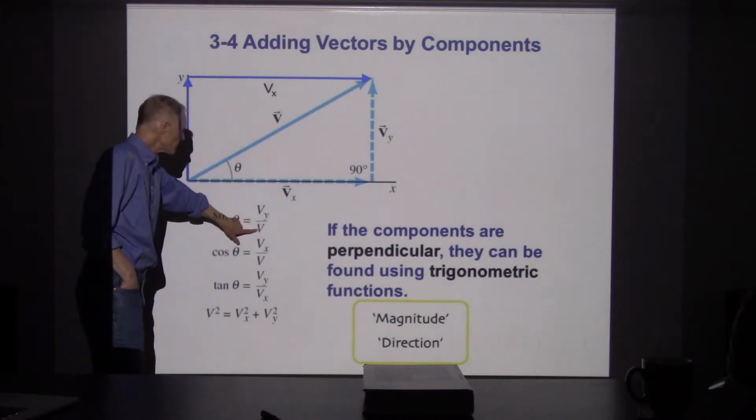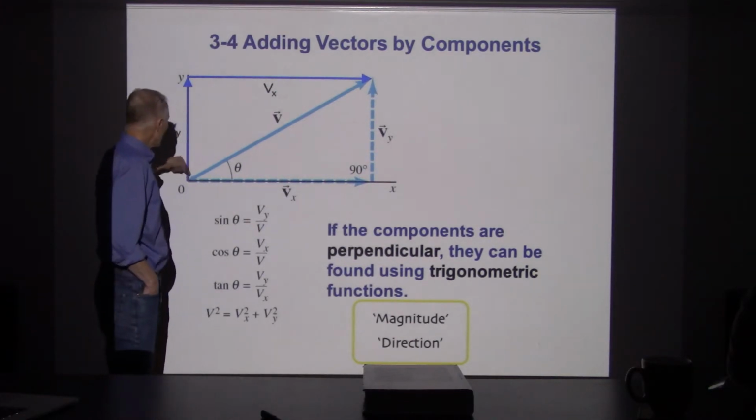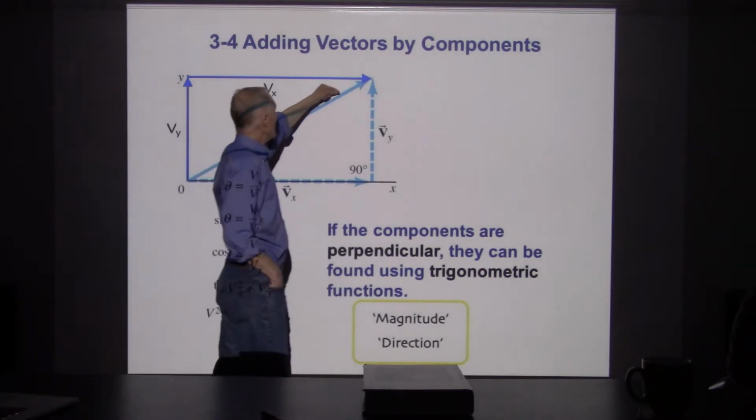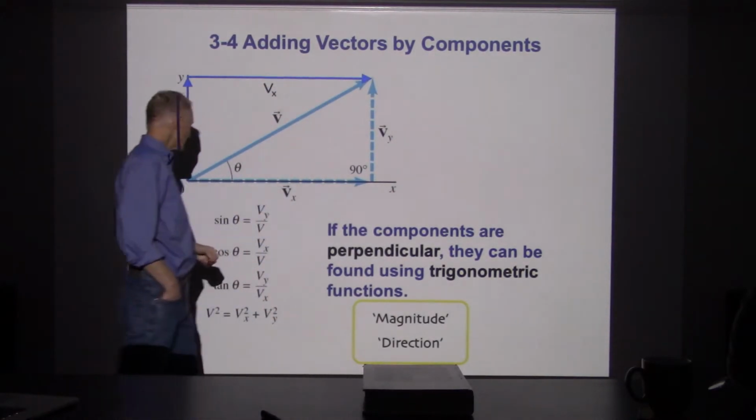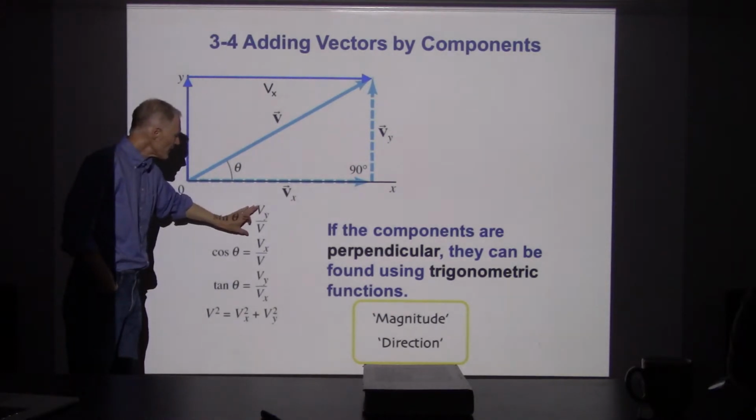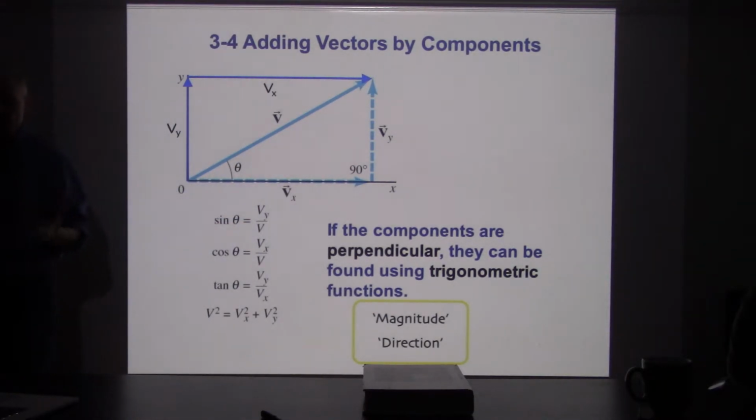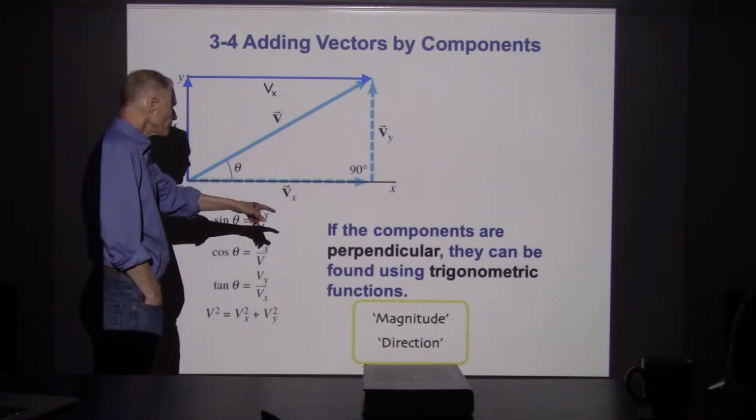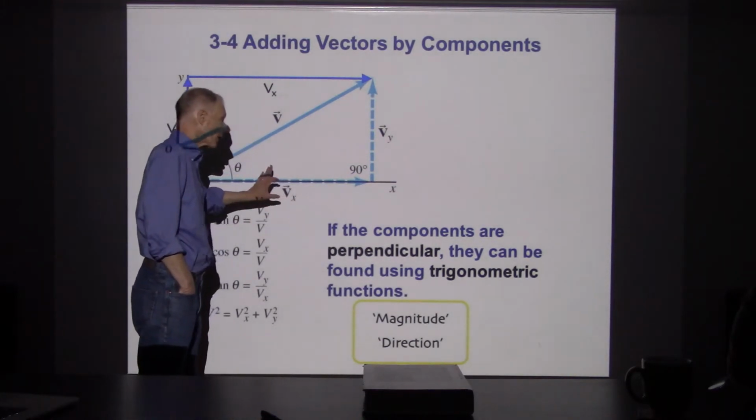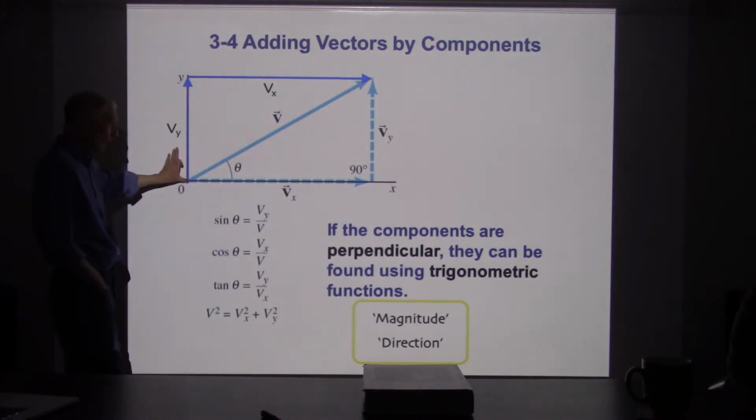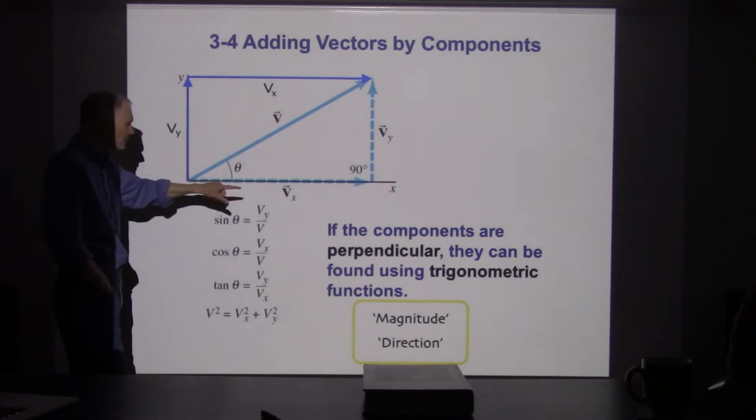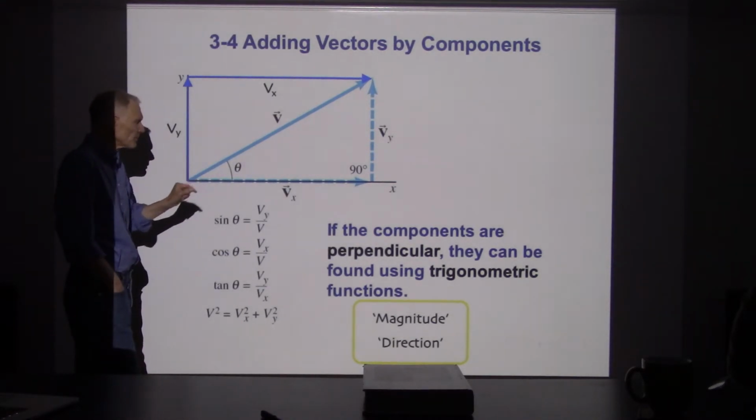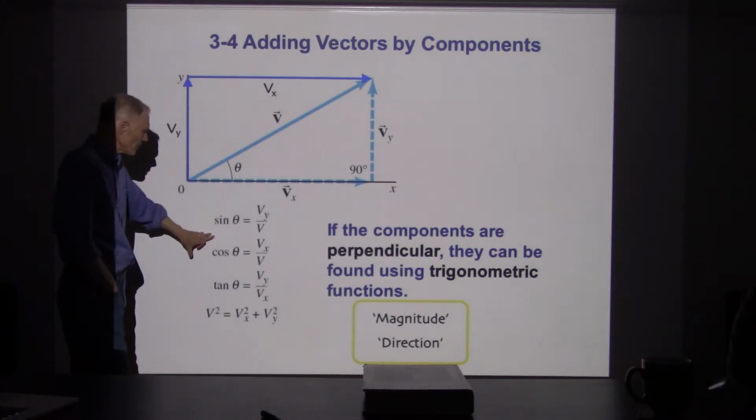So the magnitude of this vector is V, and that's the distance from tail to tip of the vector itself. The Vx and Vy are the x and y components, or the x and y projections of the vector onto the x and y axes. If components are perpendicular, and they are, so when we're working in component form, they are perpendicular, then we can designate them using these functions.